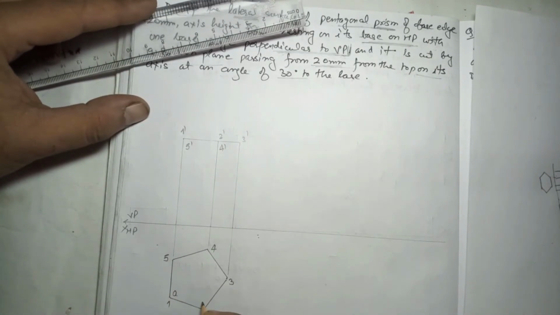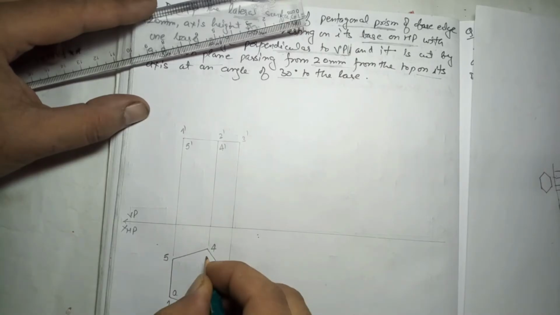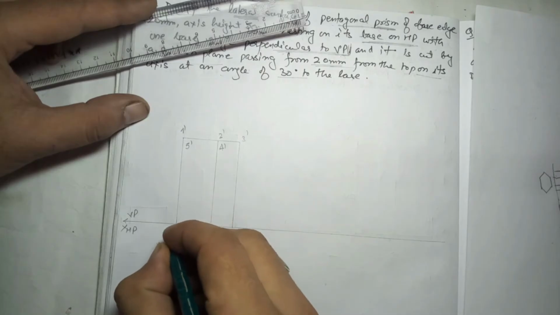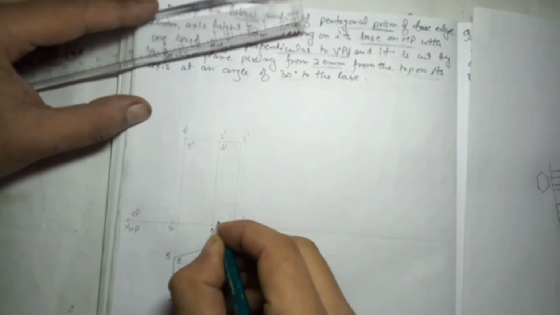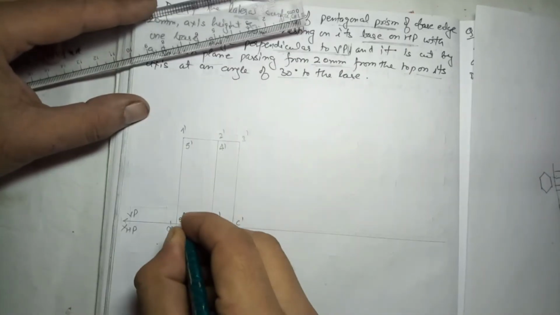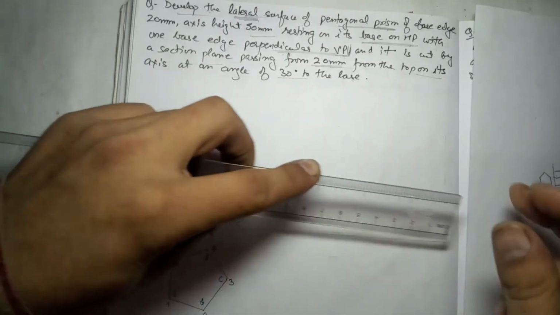Same for base, but inside in the top view. I have explained this in detail in the previous video, so do check that. And D dash and E dash inside. So this is the front view and top view. First we are developing it without sectioning. After that we will see the sectioning.